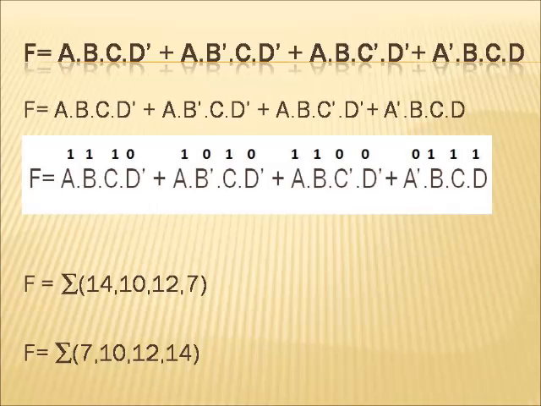Again, consider the third term. It is A, B, C bar, D bar. So A means 1, B means 1, C bar 0 and D bar 0. And the last one is 0, 1, 1, 1. Right? 0 and 3 ones.